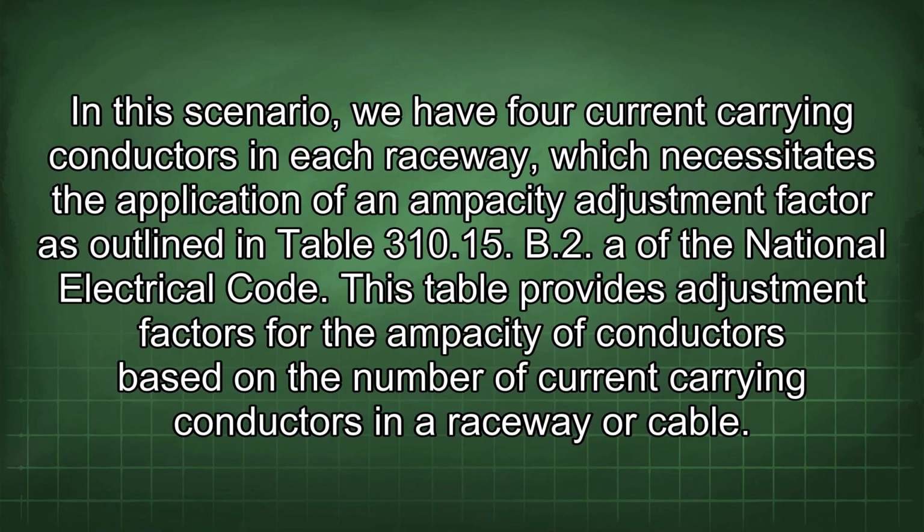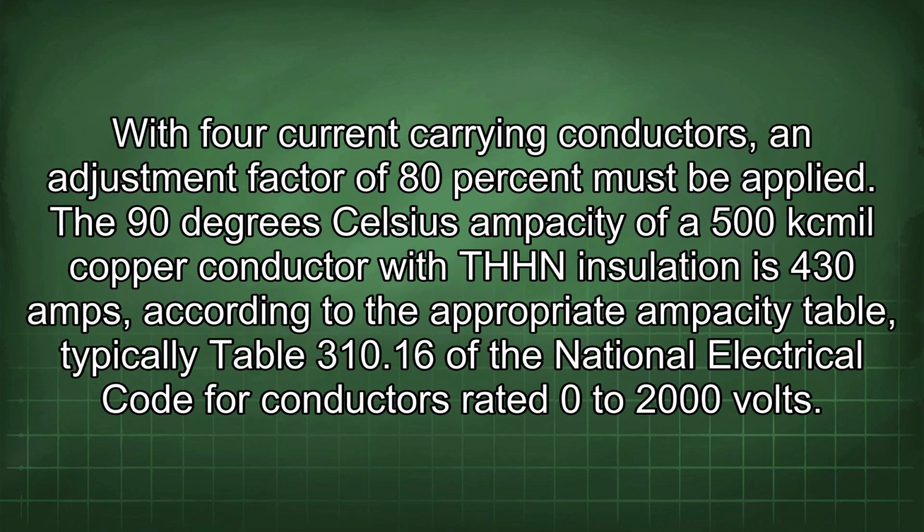This table provides adjustment factors for the ampacity of conductors based on the number of current carrying conductors in a raceway or cable. With 4 current carrying conductors, an adjustment factor of 80% must be applied. The 90 degrees Celsius ampacity of a 500 kcmil copper conductor with THHN insulation is 430 amps according to the appropriate ampacity table, typically Table 310.16 of the National Electrical Code for conductors rated 0 to 2000 volts.